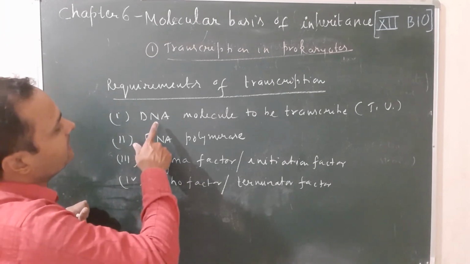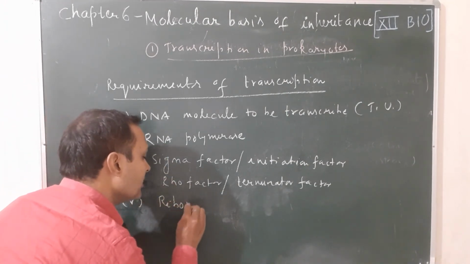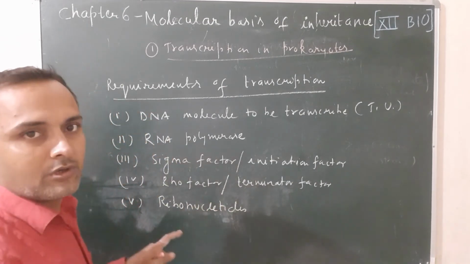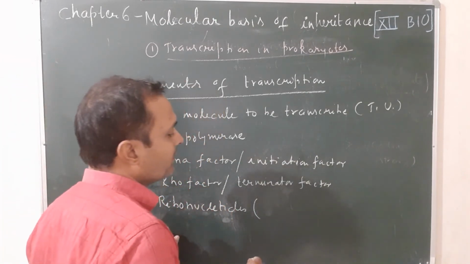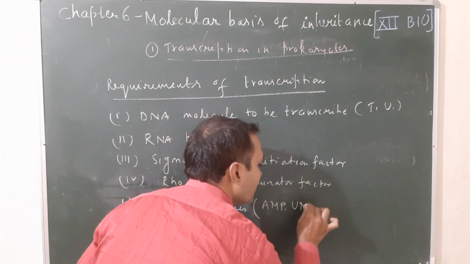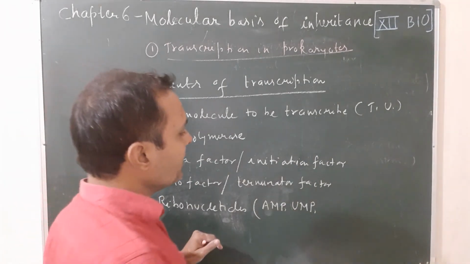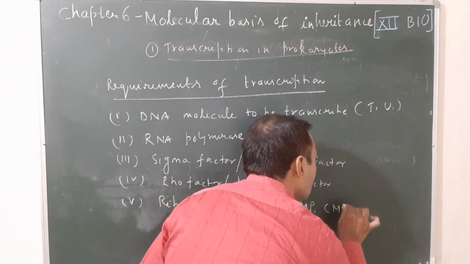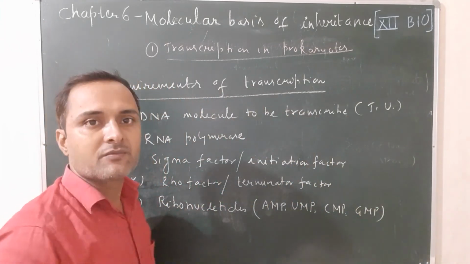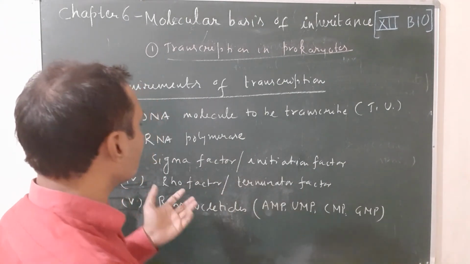One more thing is required: ribonucleotides as substrate, and there are four ribonucleotides. They are found in the mononucleotide form, that is AMP, UMP, CMP and GMP. UMP is present because this is RNA synthesis, that's why thymine is absent. When RNA is synthesized, it requires these bases for the synthesis of new RNA in the 5 to 3 direction. So these are the basic requirements for transcription.